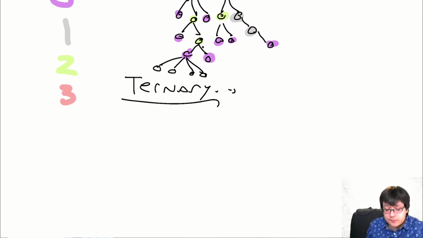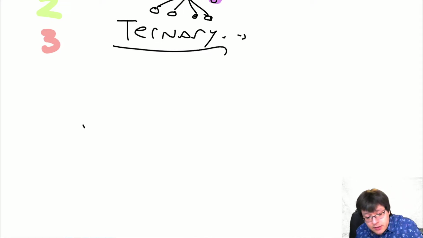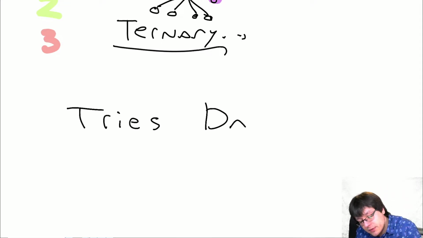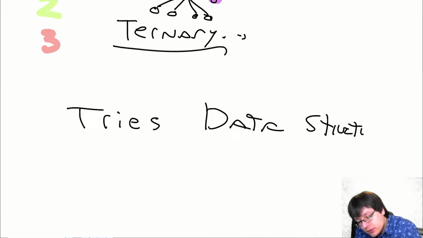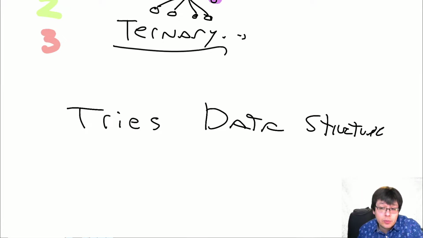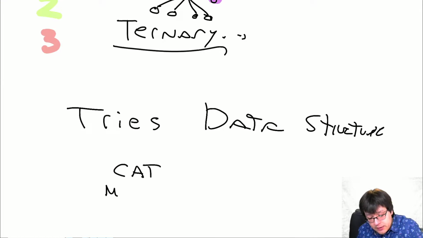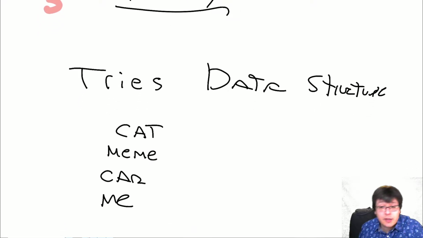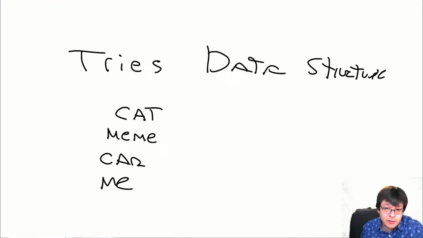Okay, so now that we've clarified that, let's talk about the tries data structure. So far we've talked about storing entire words in an AVL tree or in a binary search tree, but I'd like to offer you the concept of storing not just words in a tree, but individual letters that eventually form a word. So suppose that I have the words cat, meme, car, and me that I want to store in a tree, and I want to store them on a character-by-character basis.